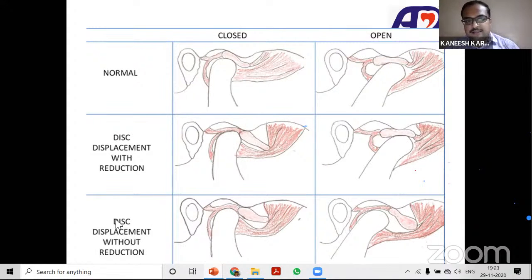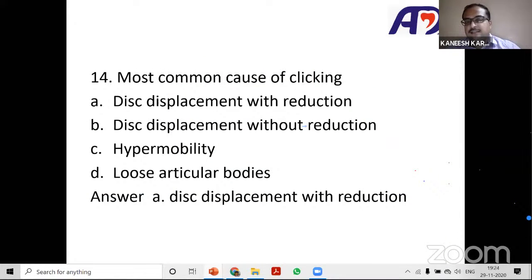But what happens in disc displacement without reduction? The disc is fixed in a displaced position. Normally it should be here in the glenoid fossa, but it is outside the glenoid fossa near the articular eminence. It is fixed there. It will not move. That is without reduction. So the condyle has to force its way of opening through this. Disc displacement without reduction is a very painful condition, and the movement is very limited. So the most common cause of clicking is disc displacement with reduction.